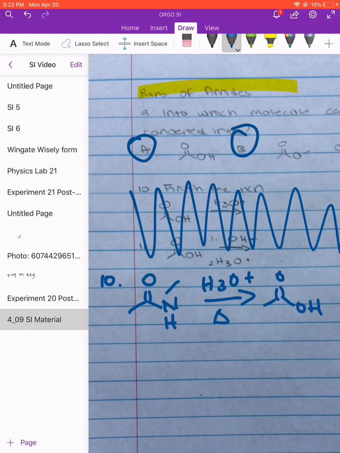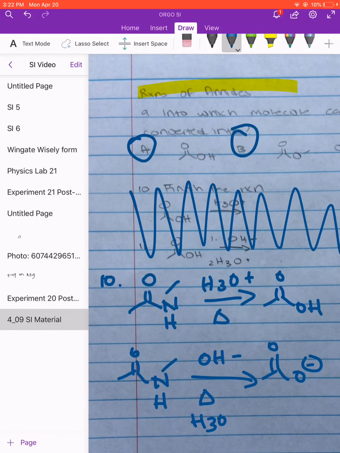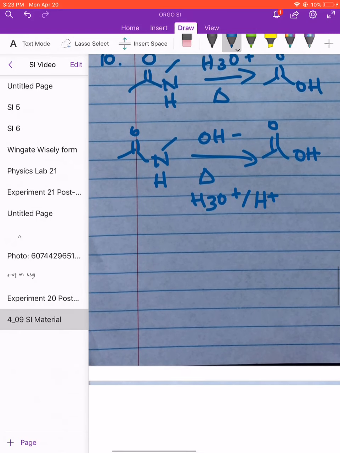Right? But if we have the same starting material with base and heat, we need to recognize that we're going to form this product, not carboxylic acid, until we use H3O plus or H plus for that matter. And when we do that, that's when we can form carboxylic acid. So that's question number 10.